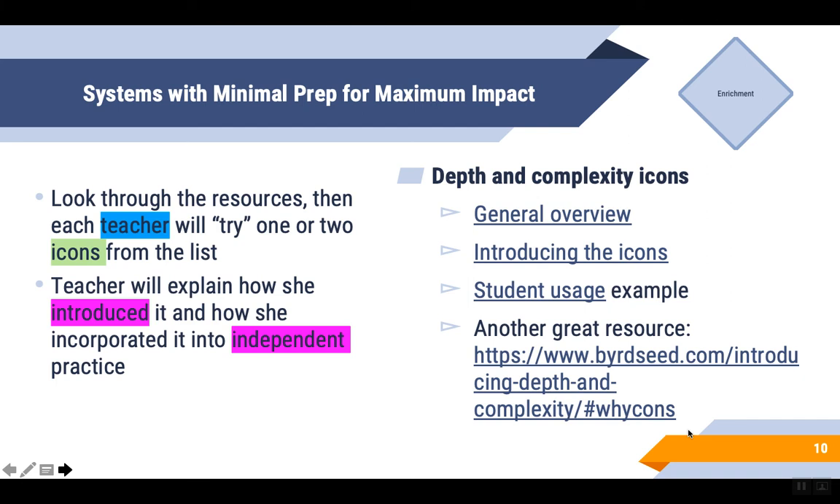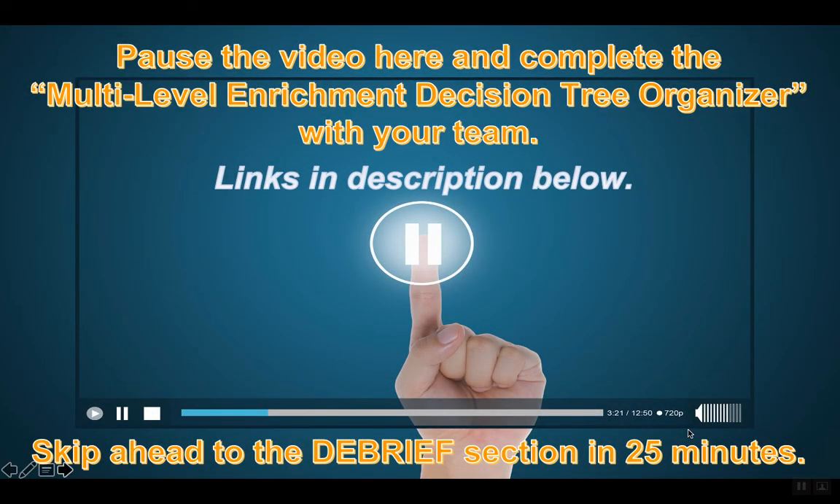You're going to list how you are going to introduce it, and how you are going to provide that as a part of your students' enrichment time. And when we come back in 2 weeks, you're going to talk about what worked, what didn't work, and all that good stuff. So go ahead and pause the video here to complete the multi-level enrichment decision tree organizer with your team. The links are all in the description below.